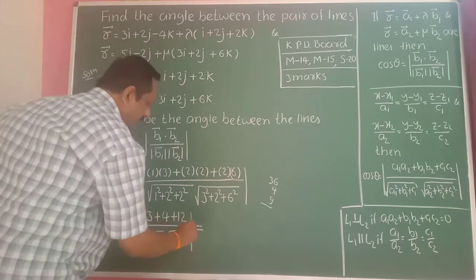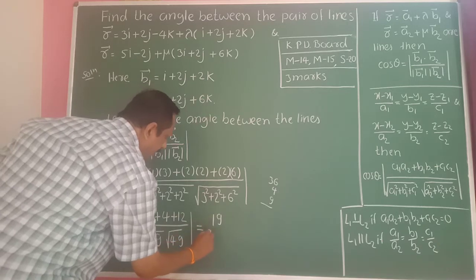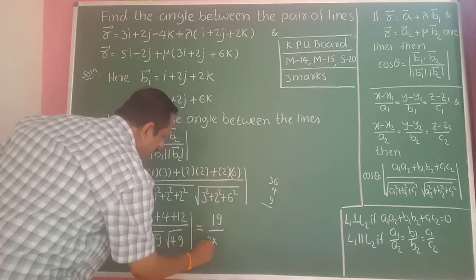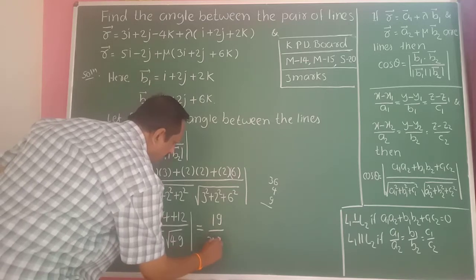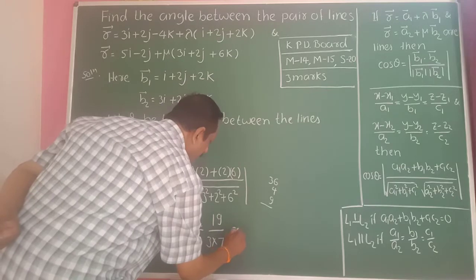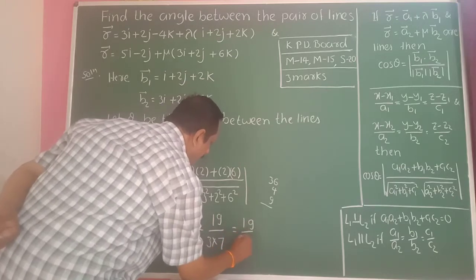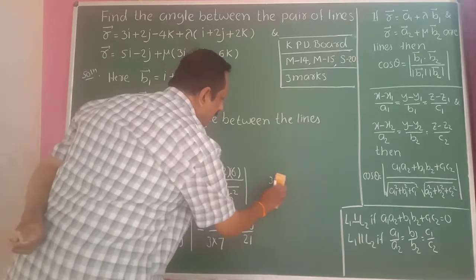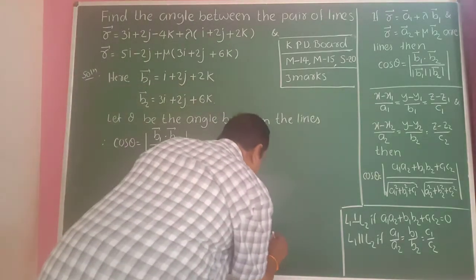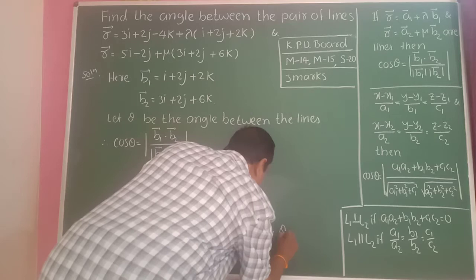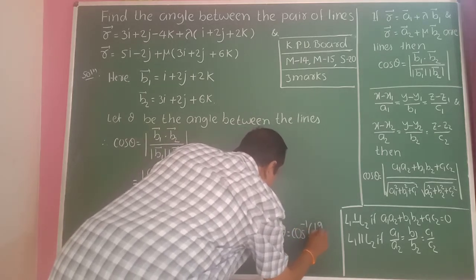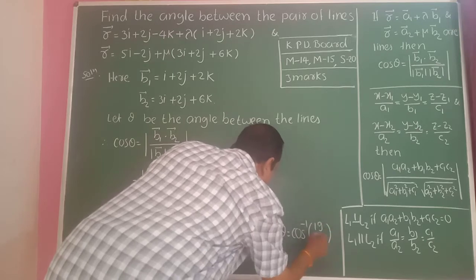So all are positive here. So write here 19 divided by, so square root of 9 is 3. Square root of 49 is 7. Therefore, this is equal to 19 divided by 21. Therefore, take this cos to the right hand side here. So therefore, theta is equal to cos inverse of 19 divided by 21 here.